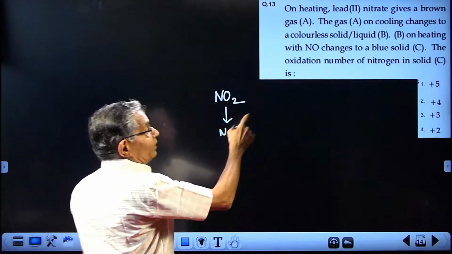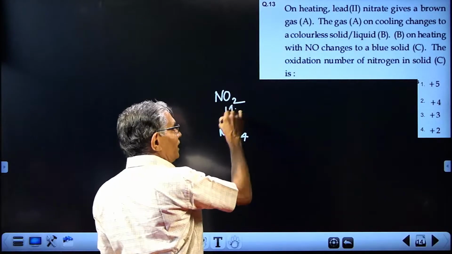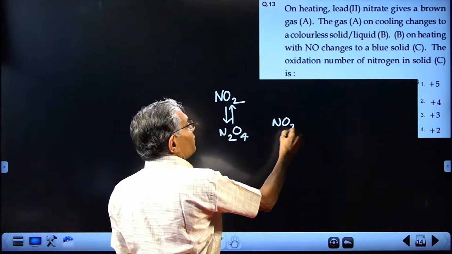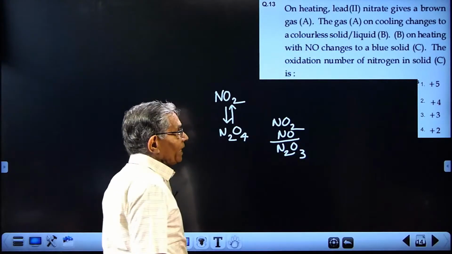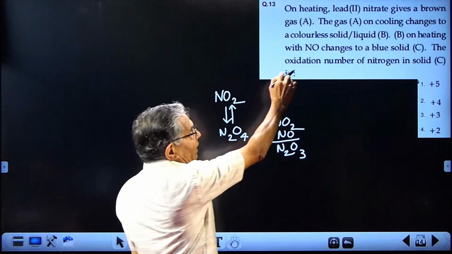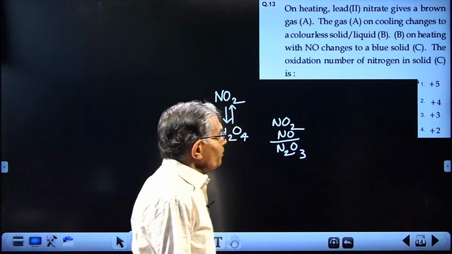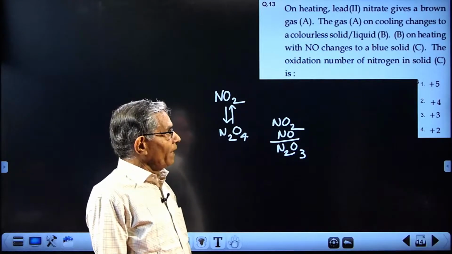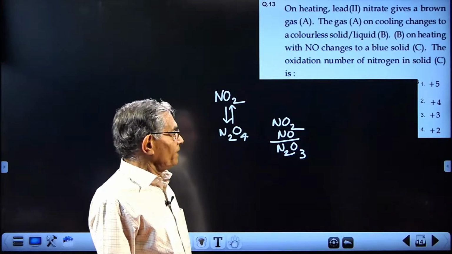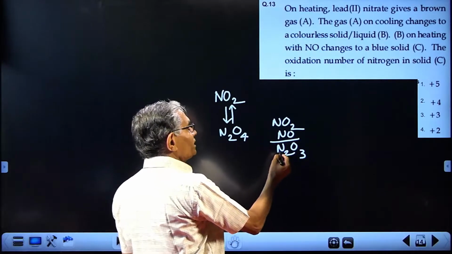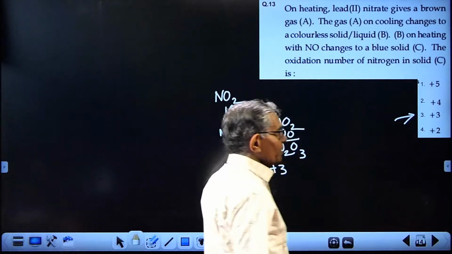But on mixing with NO, this compound is actually in equilibrium. NO can combine with NO2 giving another product, which is N2O3, and that is a blue solid. See, the correct explanation is given. On heating with NO it changes to a blue solid, which is N2O3. The question is, in this blue solid, what is the oxidation number of nitrogen? In N2O3, the oxidation number of nitrogen is +3, so the answer is 3.